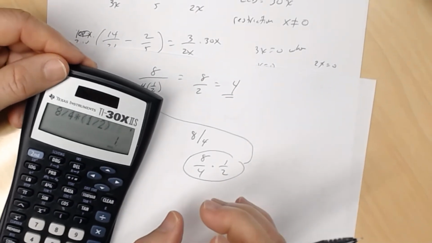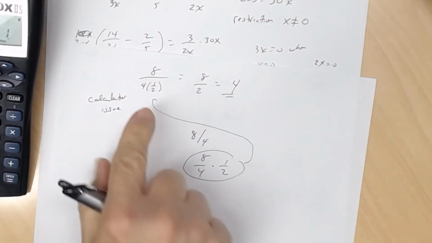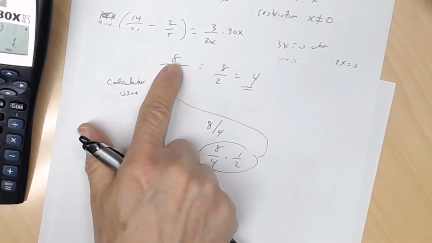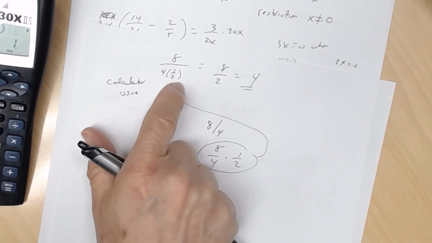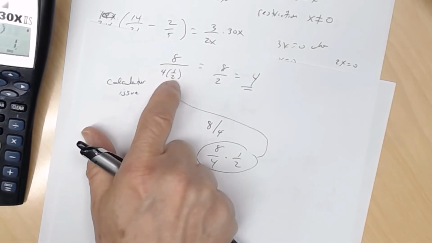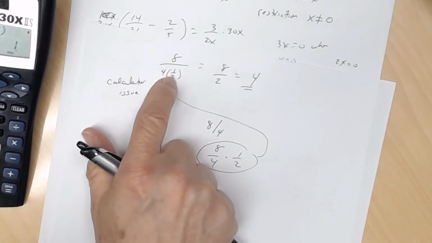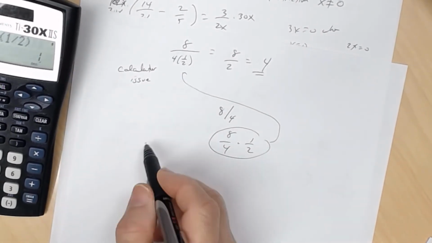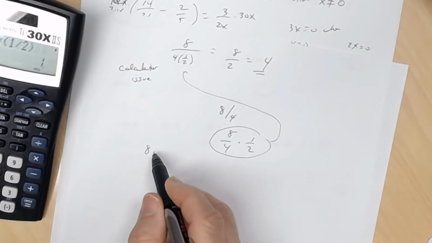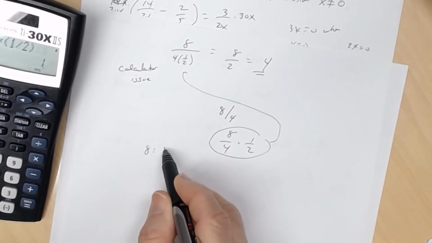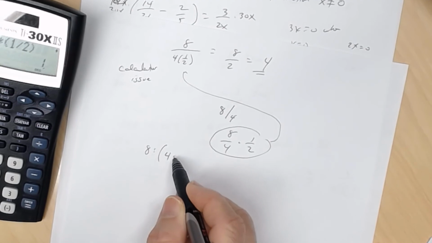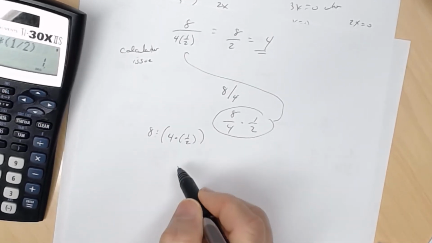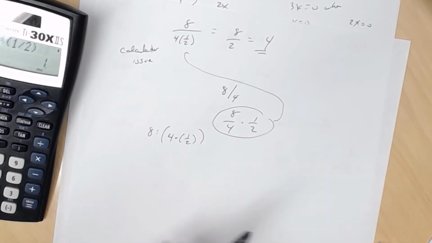So here's what I would tell you to do. Whenever you see something like this, where you have a monomial being divided by a product of factors, I would rewrite this as 8, and then on your calculator divide by, and then put in parentheses, 4 times, in parentheses, 1/2, just like this. Okay? All right, keep that in mind.